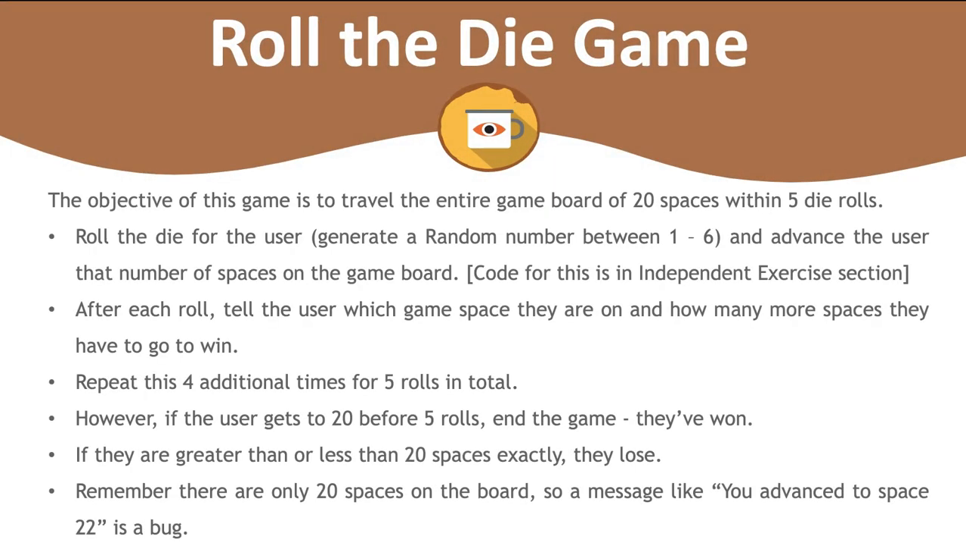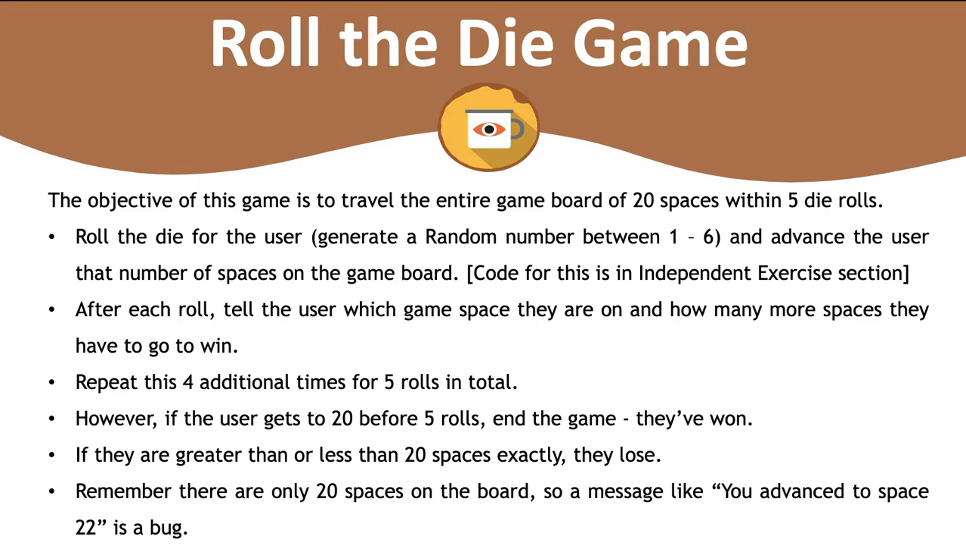Okay, we have a homework assignment for you that, of course, is an optional, individual exercise. You're going to make another game, Roll the Die. The objective of this game is to travel the entire game board of 20 spaces within 5 die rolls. So here are the steps for the game. You are going to write the program that rolls the die for the user. And in the program, you're not actually rolling a die.